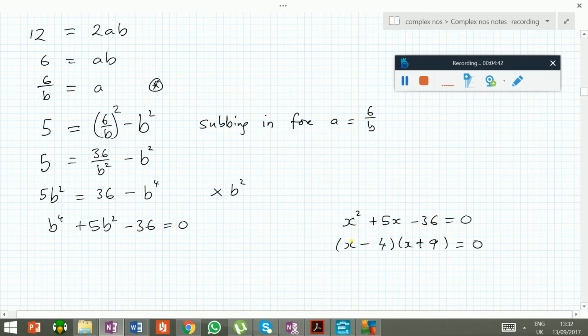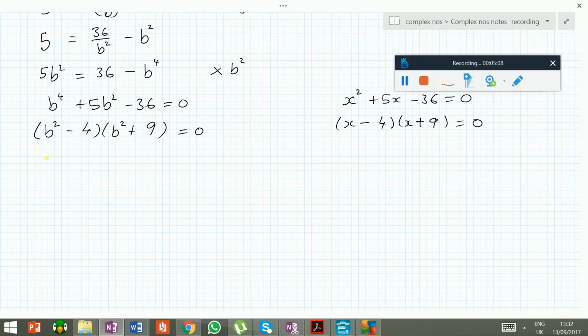Now compare this to this. What we're going to do first is factorize the b to the 4, and the possibilities we're going to use are b squared and b squared. For 36, similar to here, you're going to put a 9 and a 4 and a plus and a minus. So you can see the similarity between this and this. And again, equaling 0.